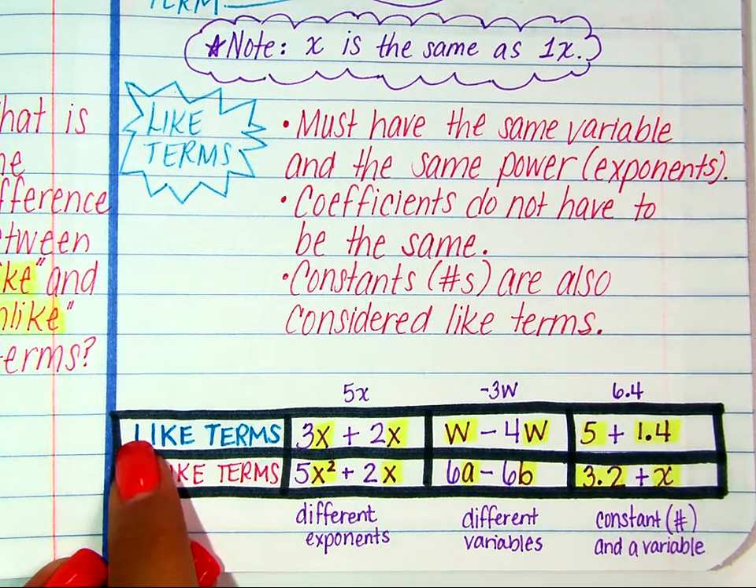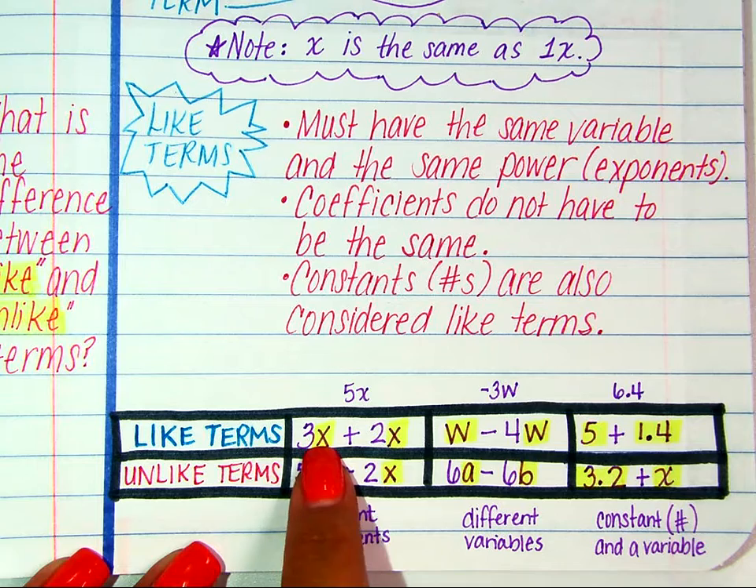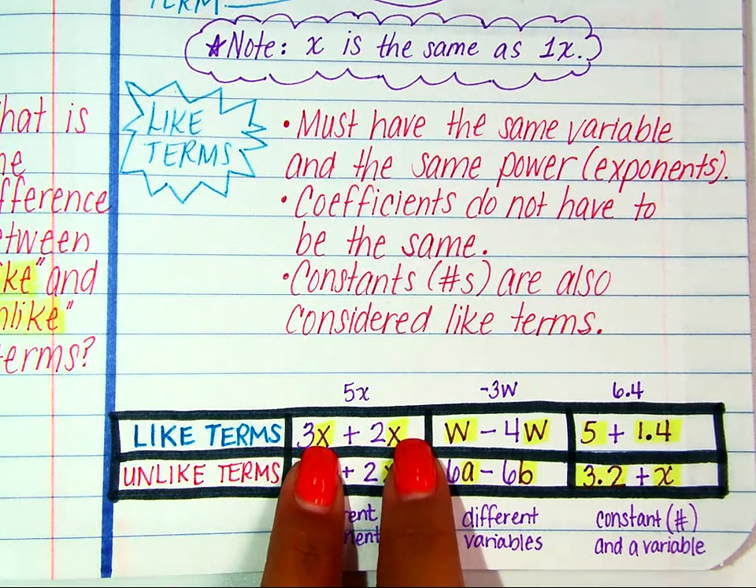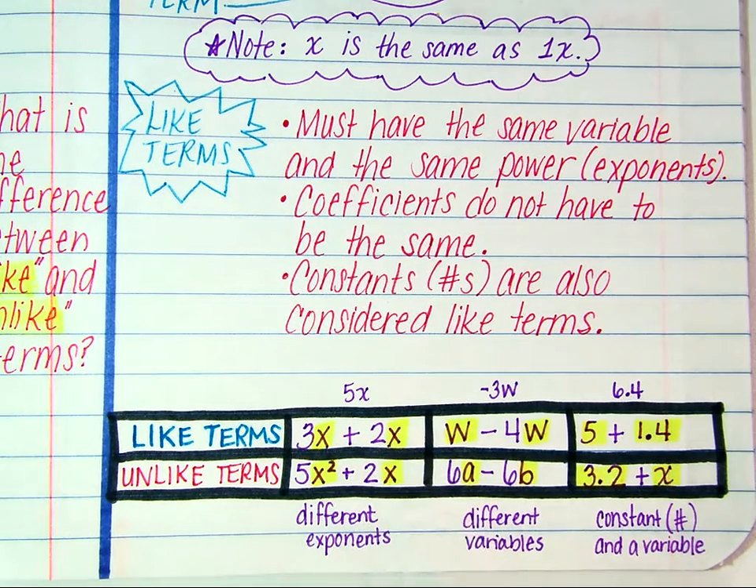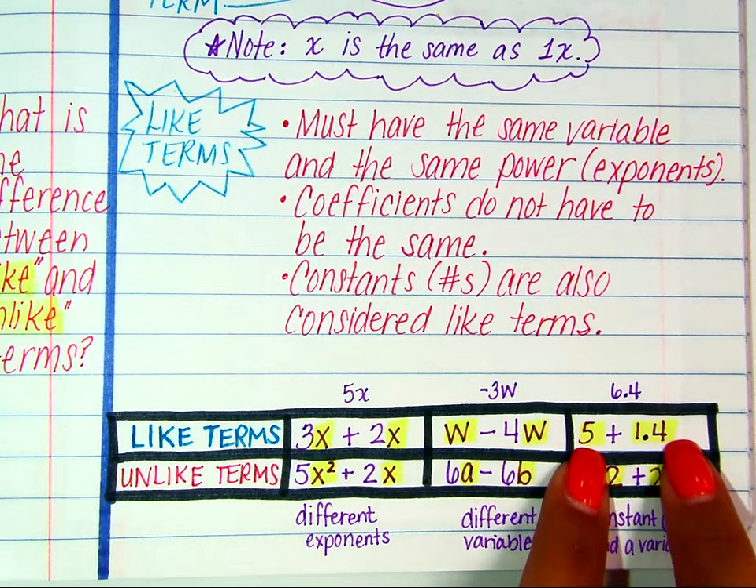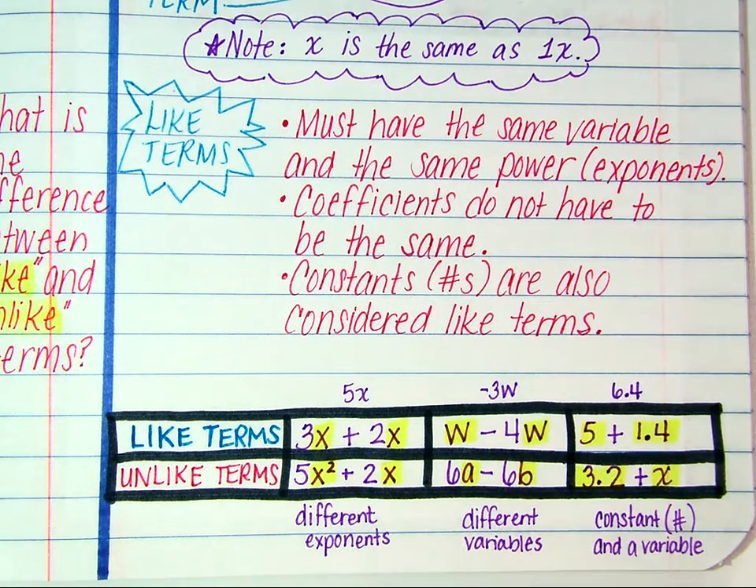Again, like terms have something in common. In this case, the x, the variable, is what they have in common. The coefficients can be different, but I can combine those. Again, the variables are the same. Here, these numbers are both rational, and so I can combine rational numbers. Regardless that one's a whole number and one's a decimal, you can still combine them.